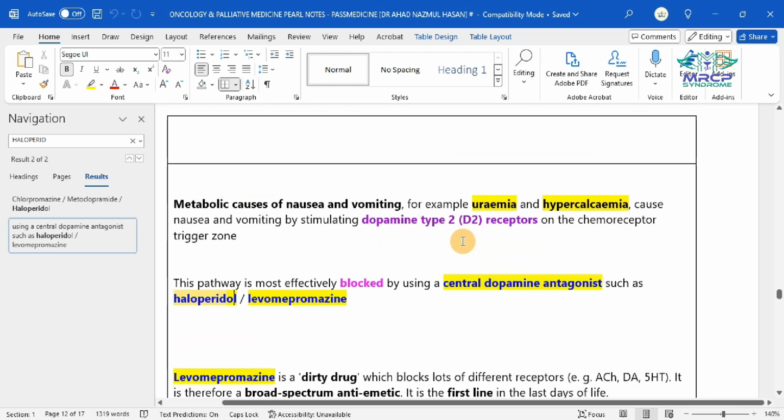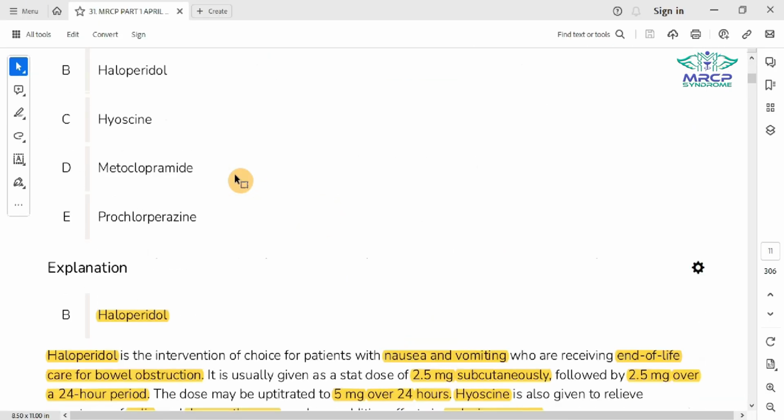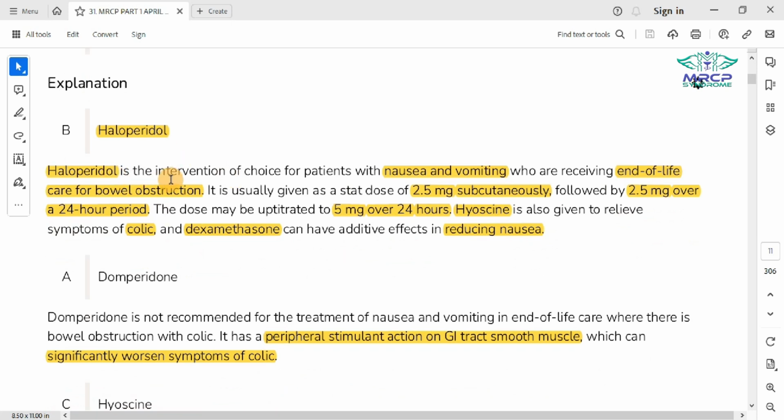So haloperidol is a D2 receptor antagonist. Haloperidol is the intervention of choice for patients with nausea and vomiting who are receiving end-of-life care for bowel obstruction. This is usually given as a stat dose of 2.5 mg subcutaneously, followed by 2.5 mg over a 24-hour period. The dose may be up-titrated to 5 mg over 24 hours. Hyoscine is also given to relieve the symptoms of colic. Dexamethasone can have an additive effect in reducing the nausea.